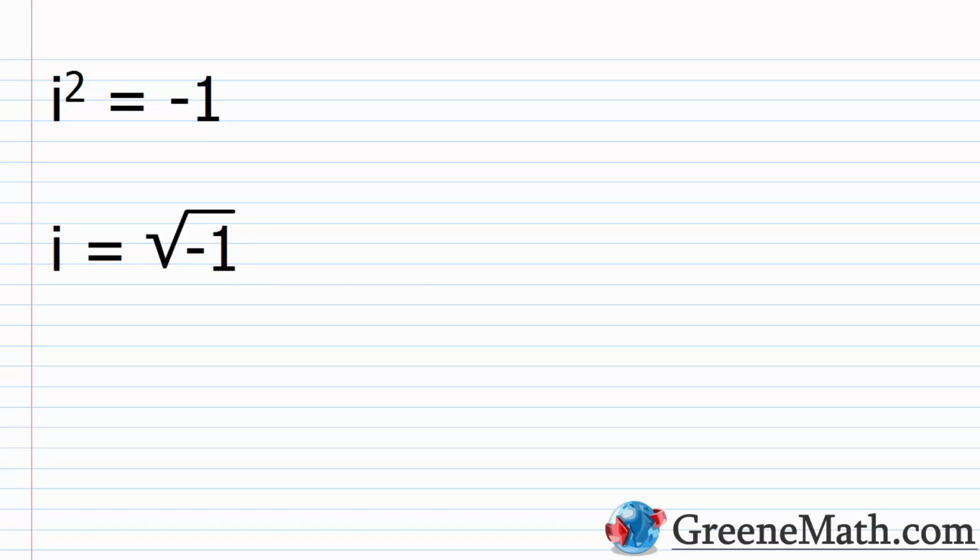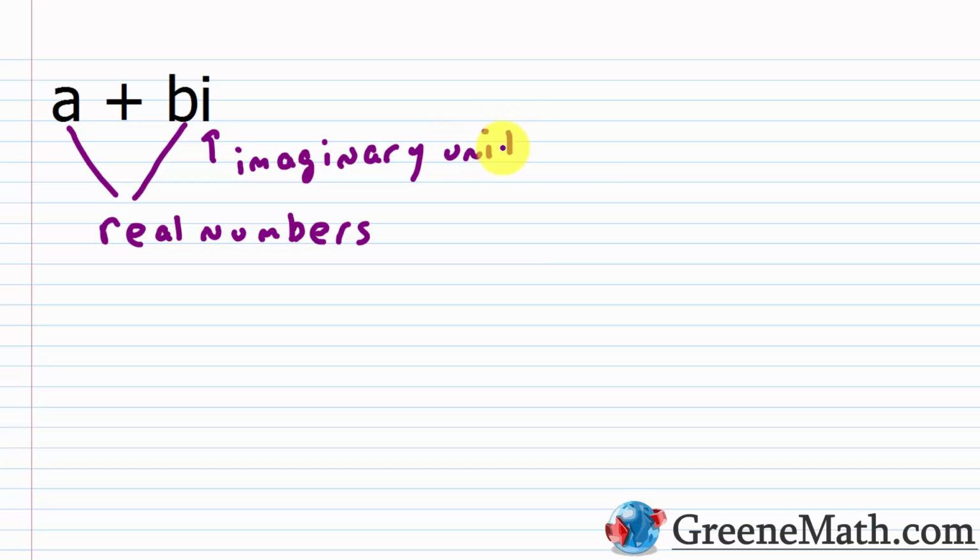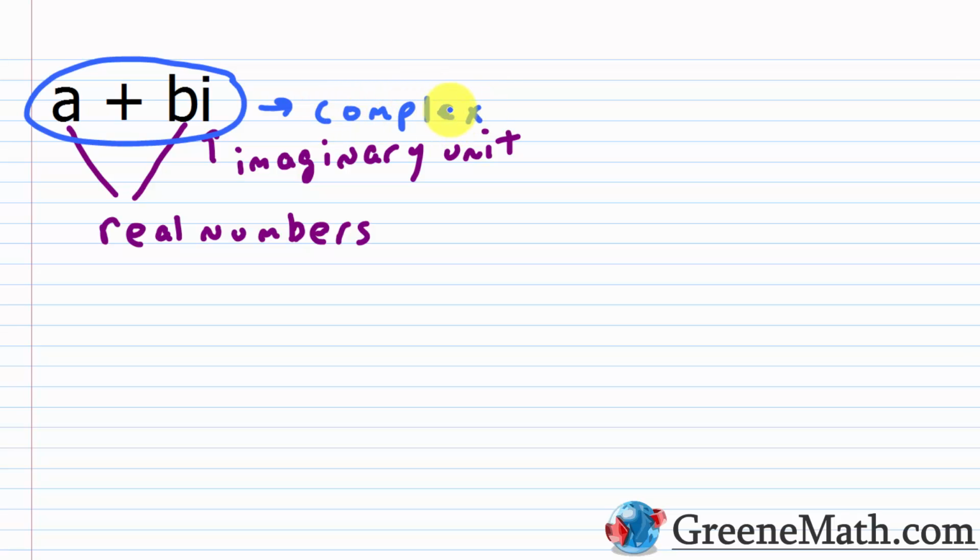So if we look at something like a plus bi, where a and b are real numbers, and again, i represents the imaginary unit, when we see a plus bi, this is known as a complex number. So this whole thing together is a complex number.